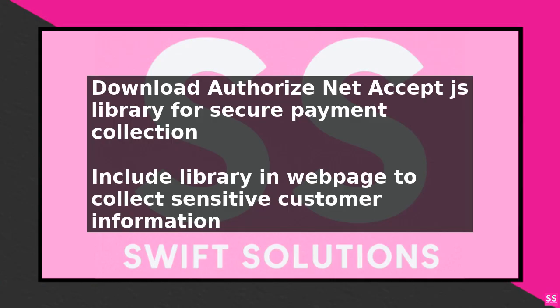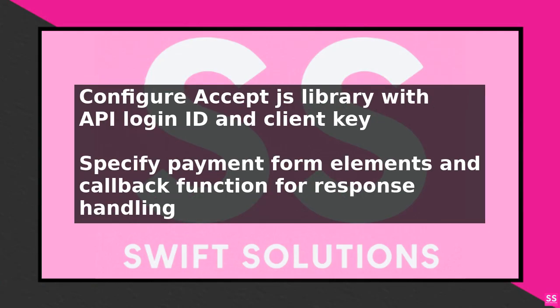When the customer submits the payment form, the Accept.js library will send a request to Authorize Net to tokenize the payment information. Authorize Net will then return a token that represents the customer's payment information, which can be used to process a transaction. Use the token to create a transaction request to Authorize Net, including the token, the amount of the transaction, and any other relevant information. Authorize Net will then process the transaction and return a response indicating whether the transaction was successful or not.